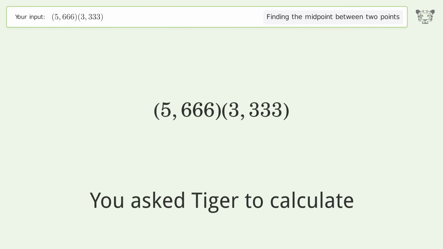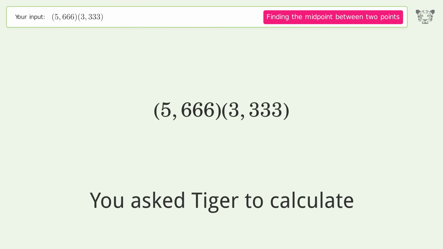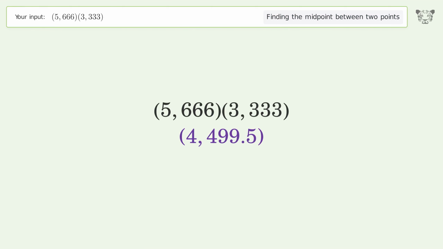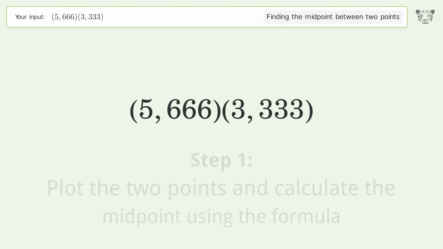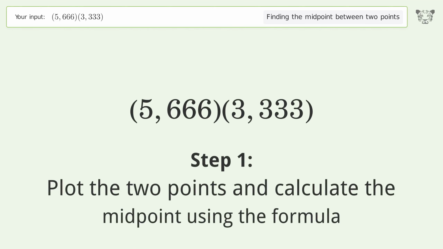You ask Tiger to calculate. This deals with finding the midpoint between 2 points. The midpoint between the 2 points is 499.5. Let's solve it step by step. Plot the 2 points and calculate the midpoint using the formula.